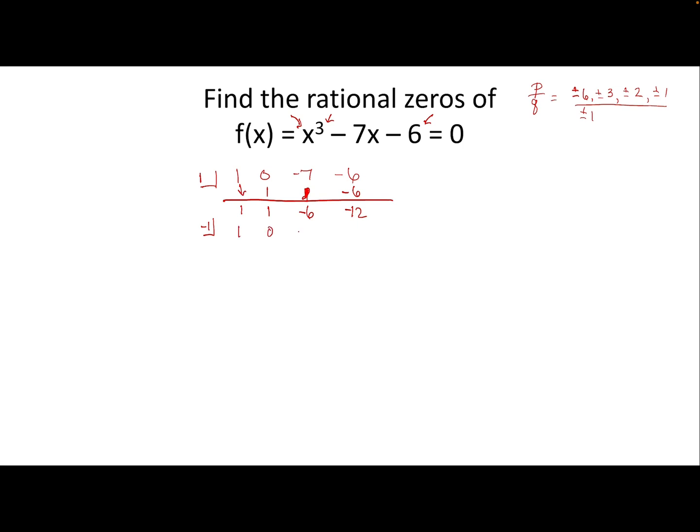with our 1, 0, negative 7, and negative 6. So we bring our 1 down, and 1 times negative 1 is negative 1, 0 and negative 1 is negative 1. 1 times negative 1 is a positive 1, negative 7 and 1 is negative 6. Negative 1 times negative 6 is a positive 6, and negative 6 and 6 is 0. So we have a remainder of 0. That means that negative 1 was a 0, and x plus 1 is a factor.